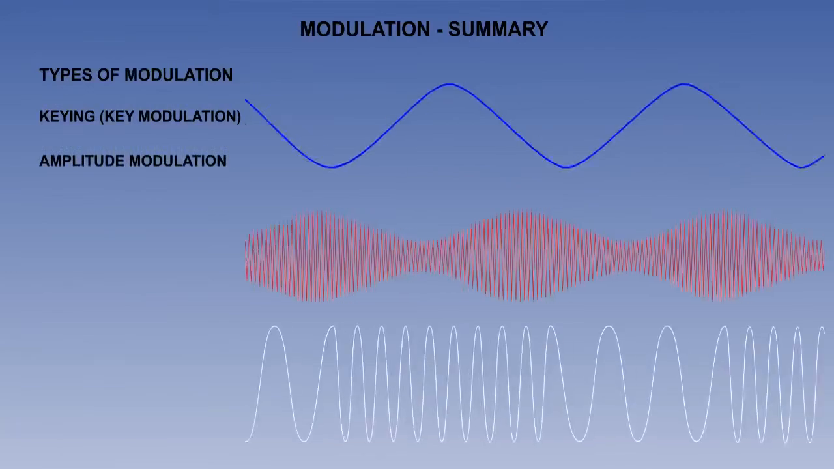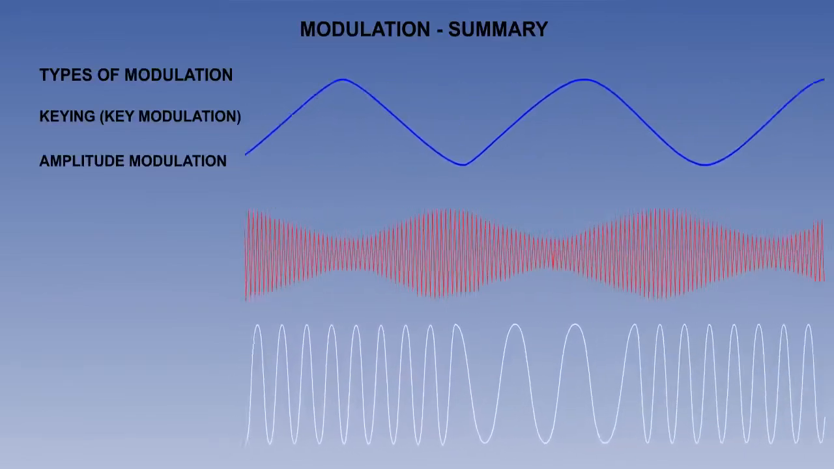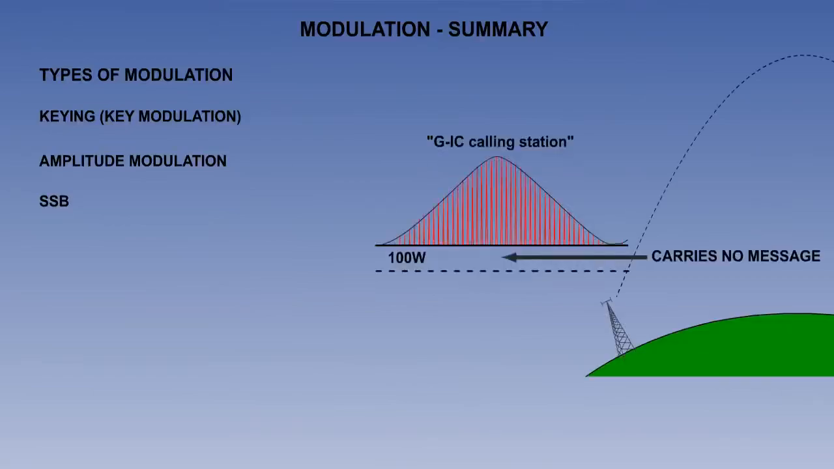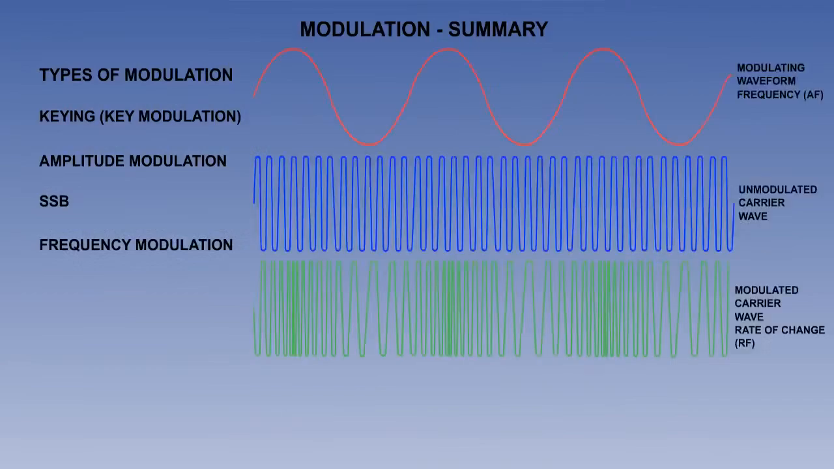Next, we looked at amplitude modulation. The frequency and amplitude of the information signal is used to vary the amplitude of the carrier wave. Single sideband is a technique used in AM. It saves on bandwidth. Next was frequency modulation. It greatly reduces interference from static, but it uses a wide bandwidth.